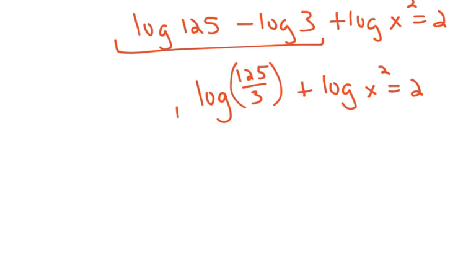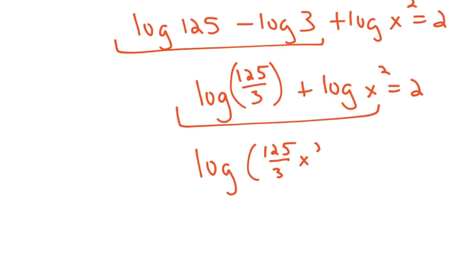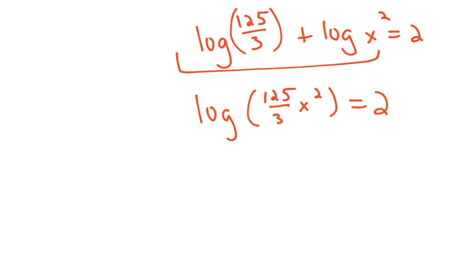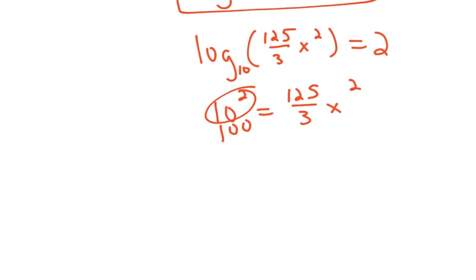And then the property of log says if you're adding, you can combine into a single log by multiplying. And then I would rewrite this in exponential form, which would be 10 squared, because that's log base 10, is equal to 125 over 3 x squared. So this is 100. And to get rid of the 125 over 3, you would multiply the other side by the reciprocal.